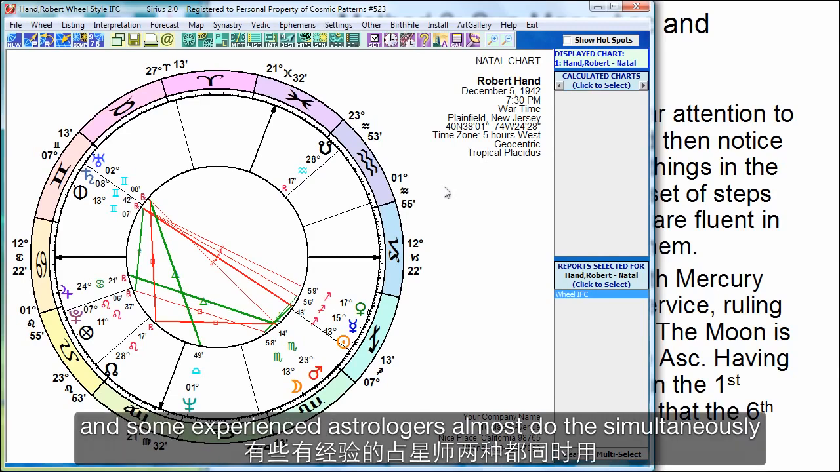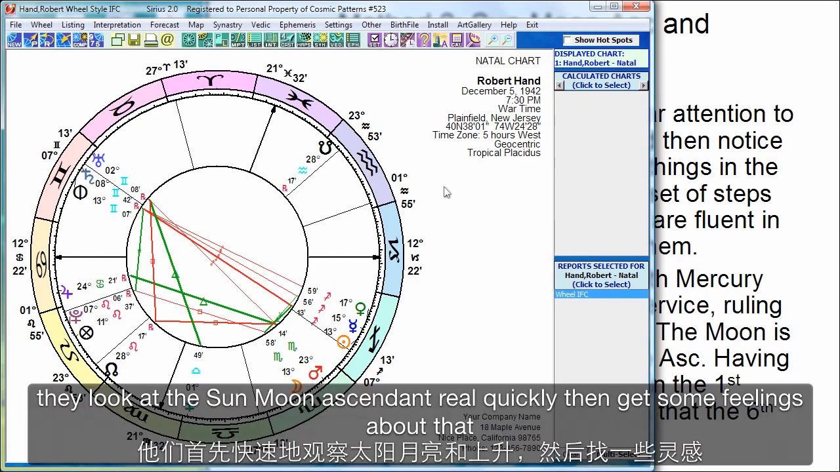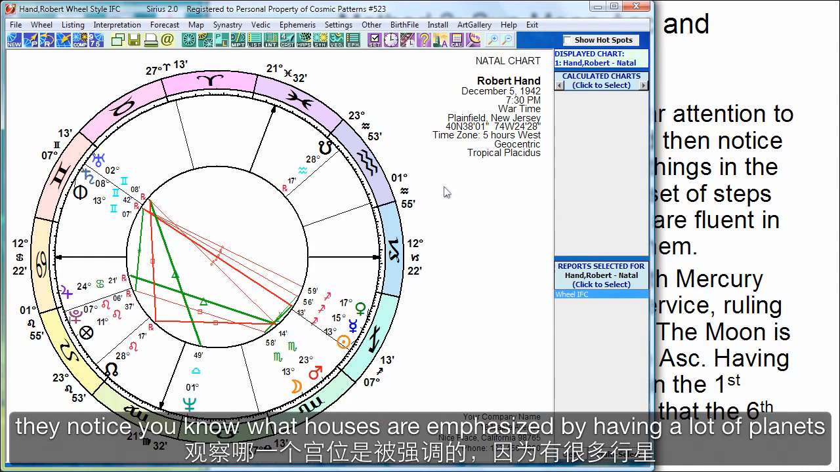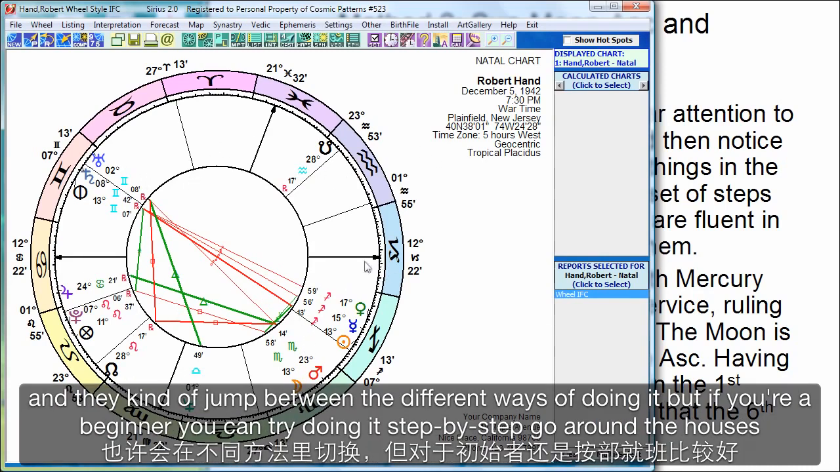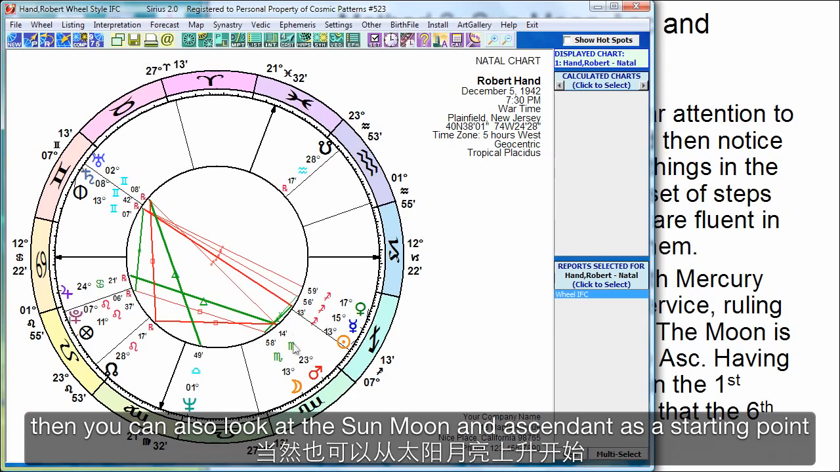And some experienced astrologers almost do this simultaneously. They look at the Sun, Moon, ascendant real quickly. They get some feelings about that. They notice what houses are emphasized by having a lot of planets. And they kind of jump between the different ways of doing it. But if you're a beginner, you can try doing it step by step. Go around the houses is one way to think of it. Then you can also look at the Sun, Moon, and ascendant as a starting point.